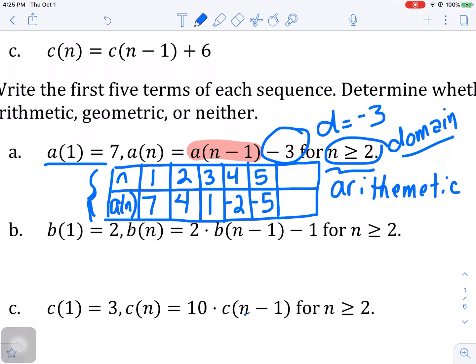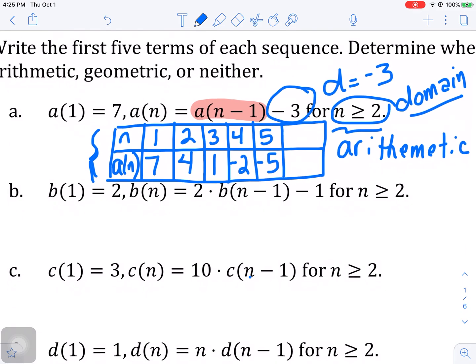And domain, if you remember, is just the same as when you were talking about linear functions in Algebra 1. The domain is all the possible x values, and the range is all the possible y values. You can think of this as x and y, basically.